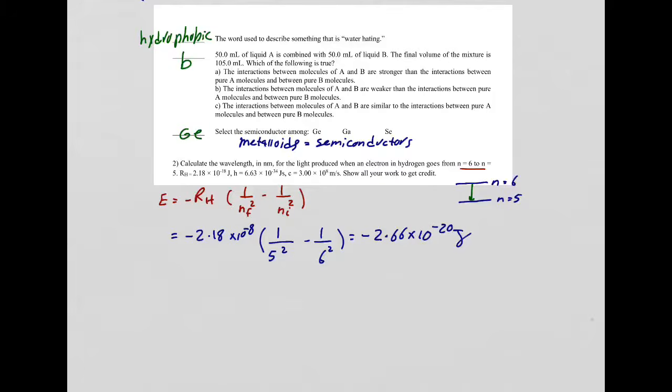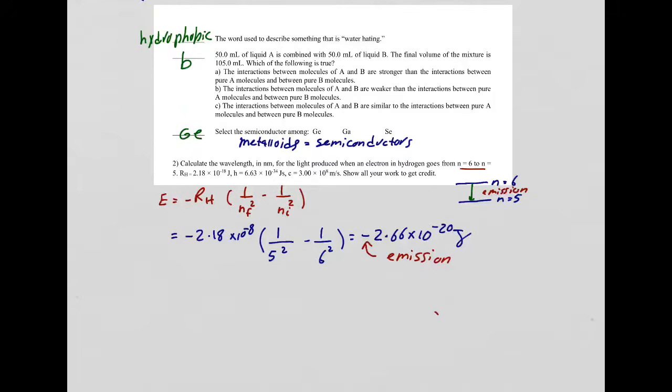Now, what does this minus mean? This minus doesn't mean anything. The only thing it means is that this was emission. And you already knew this was emission because it was going from a higher n to a lower n. If it was 5 to 6, if it would go up, it is absorption. Coming back down, 6 to 5 is emission. So the minus is just telling you it means emission. We already knew it was emission. The sign doesn't mean anything.